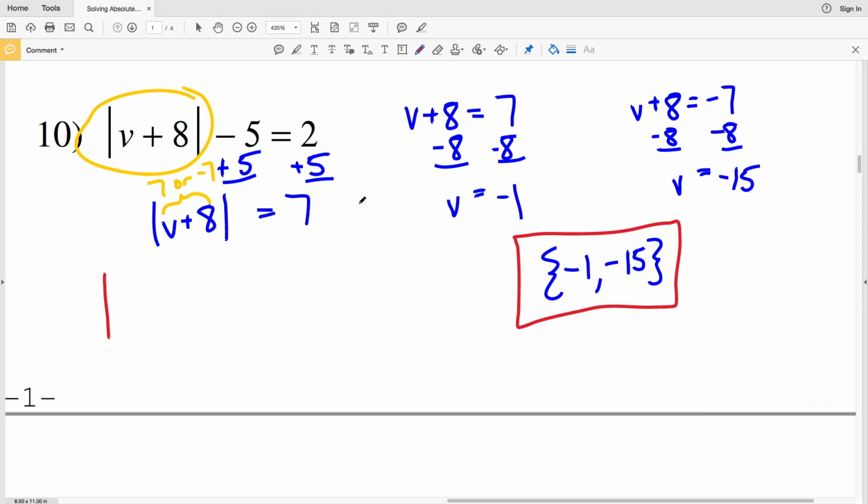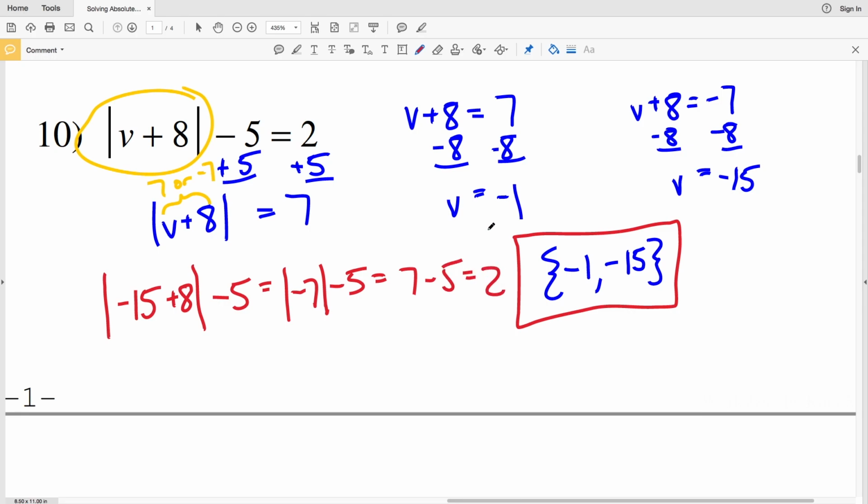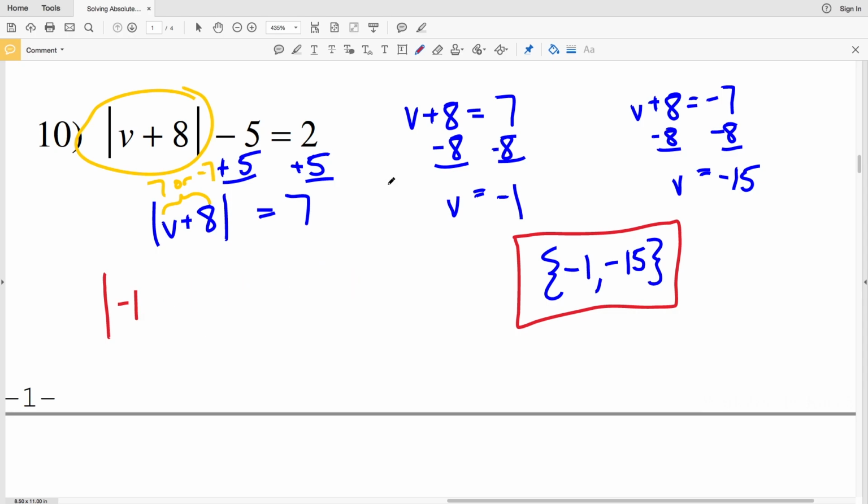And when v is negative 15, we'll plug negative 15 in for v. We're still adding 8, so we're taking the absolute value of that quantity and subtracting 5. The absolute value of negative 15 plus 8 is the absolute value of negative 7, and we're still subtracting 5. That's equal to 7 minus 5, which we know is indeed 2. So you can see that if v is negative 1 or v is negative 15, then our equation is true.